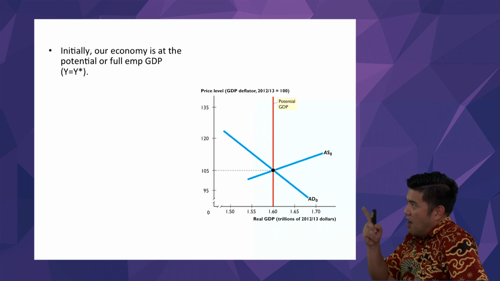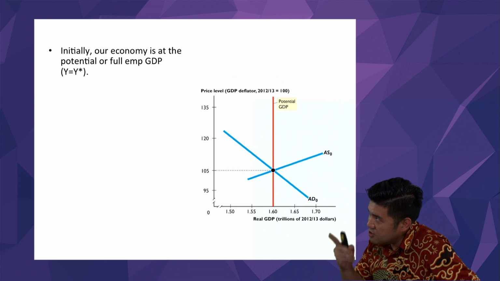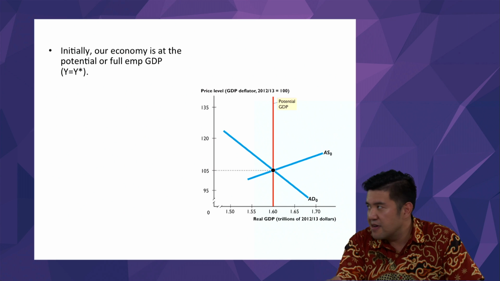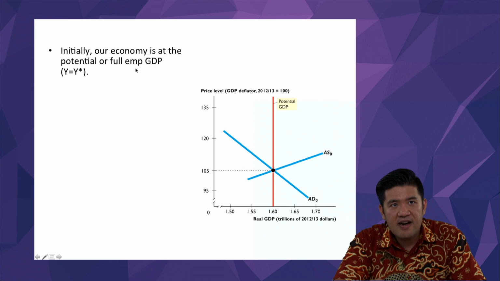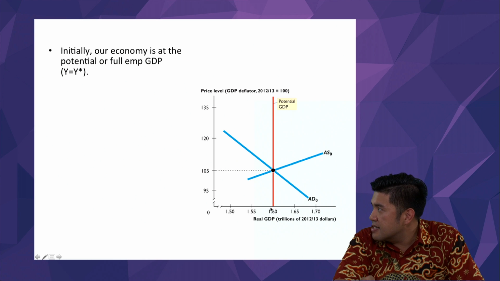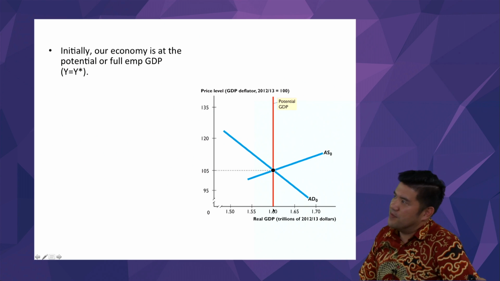Initially, just say our economy is at the potential of full employment GDP. If I say that, guys, what are you going to draw? Okay. See, if I ask you to illustrate this situation, what are you going to draw? AD and AS intersecting at the GDP level, which is equal to the potential GDP. We are at full employment.